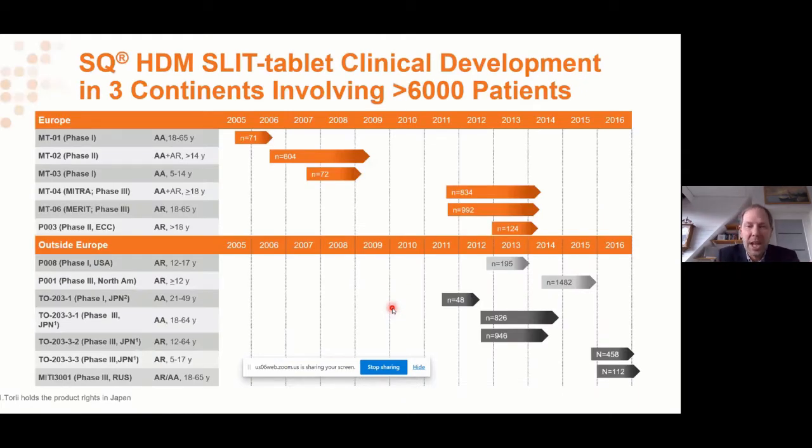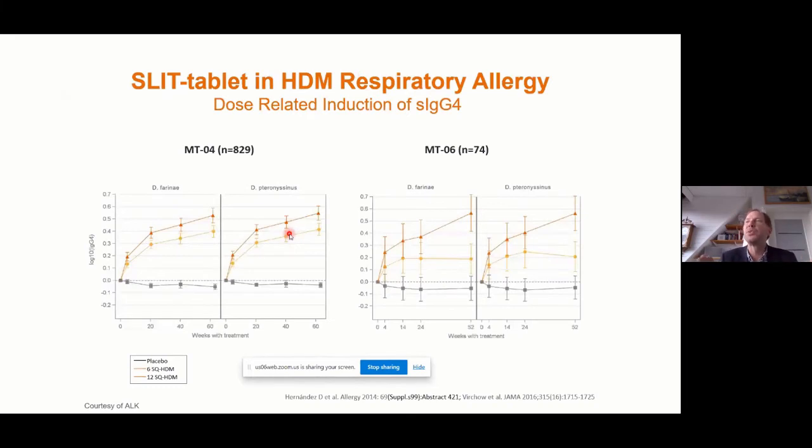And this tablet was also developed in many, many clinical studies, in phase 1 studies looking for safety, phase 2 studies looking for dose finding, and several phase 3 studies for rhinitis and also for asthma in adults, but also adolescents and also in children. And these studies were performed in Europe and also outside Europe, meaning in Asia, in Japan, and also in North America. In total, much more than 6,000 patients were included in these studies. And I just want to show you the most important study data.